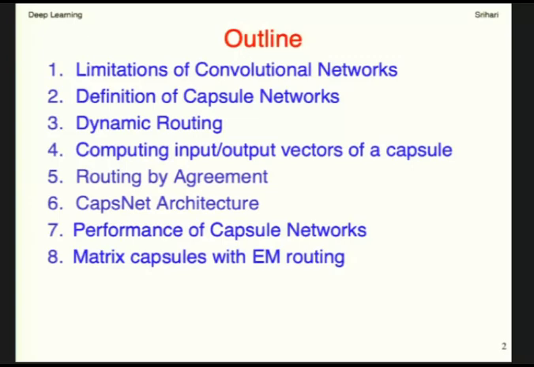In a capsule network, we say that you are losing a lot of information when you go from one level to the next level.